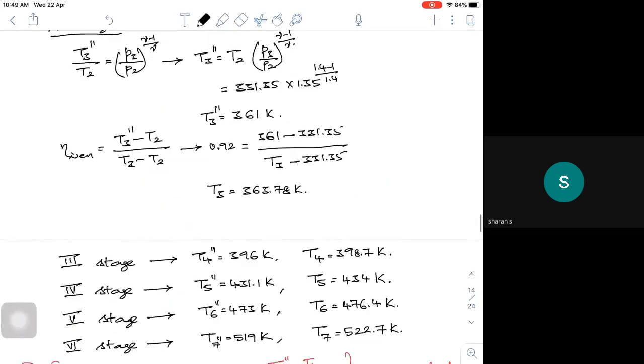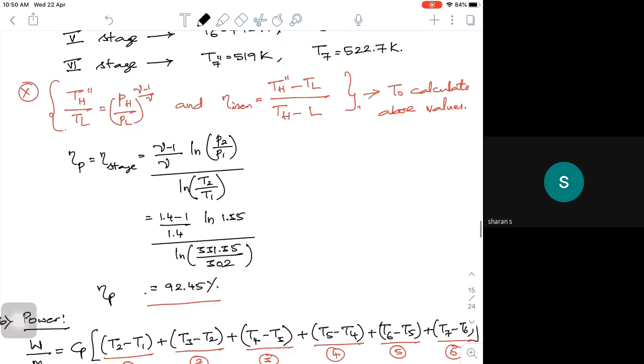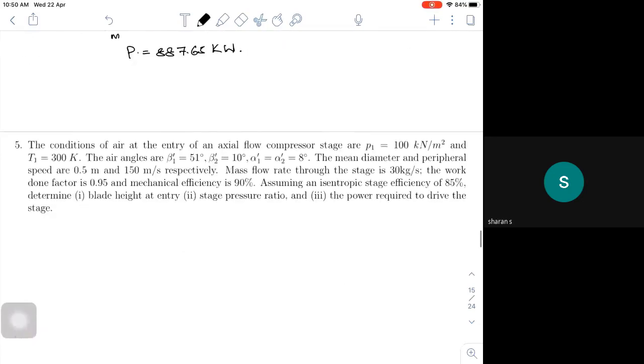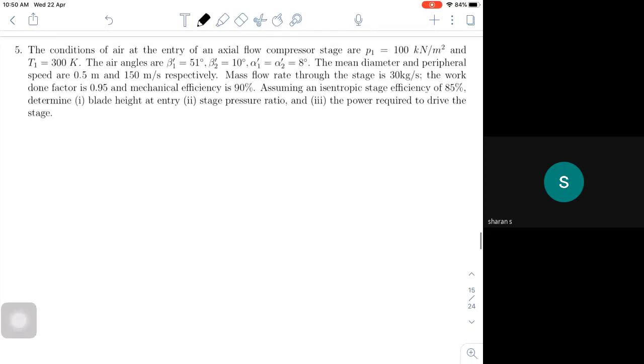Then I think we can go to the next problem and solve it. That one is a bit short, because the fourth problem I took is a bit lengthy. That's why I took that particular problem. So we'll go to the next problem, which is the fifth problem.